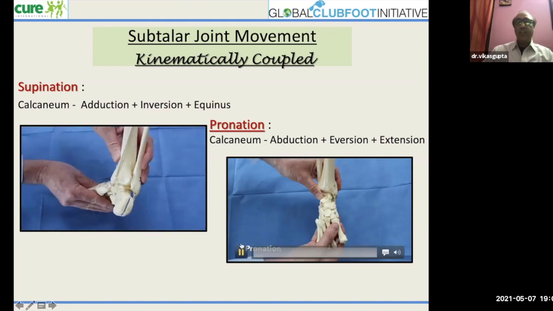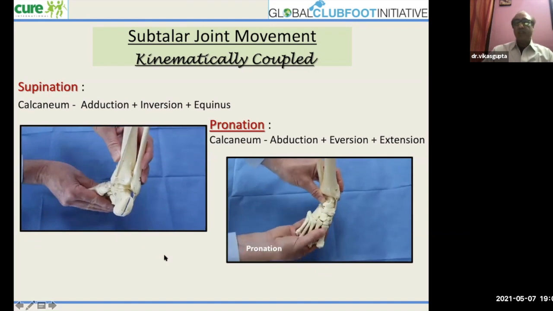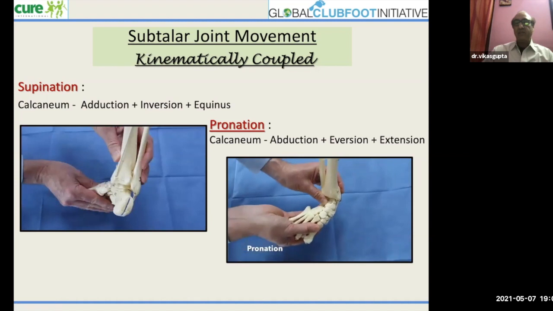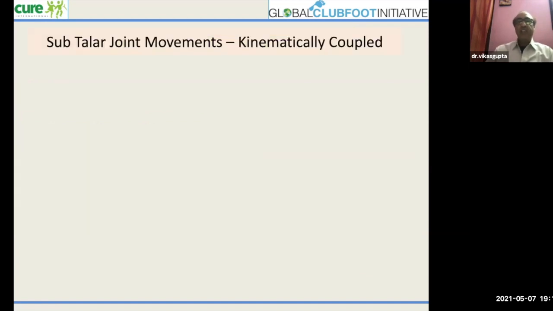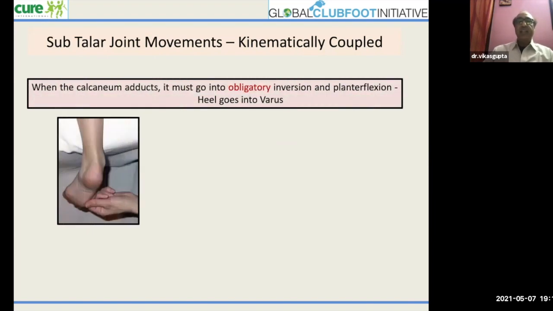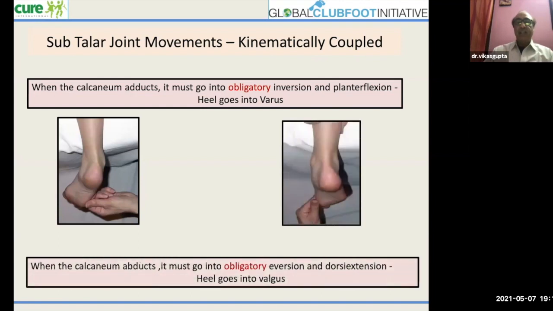Now, what is pronation? The heel goes into valgus. So these subtalar movements are kinematically coupled. Just to repeat it again, when the calcaneum adducts, it must go into obligatory inversion and plantar flexion, and the heel will go into varus. And when the calcaneum abducts, it must go into obligatory eversion and dorsiflexion, and the heel goes into valgus.